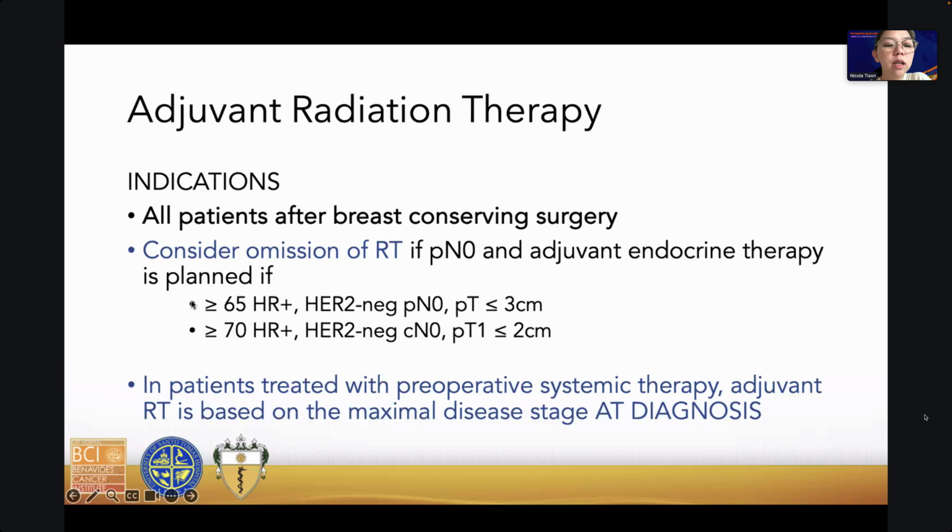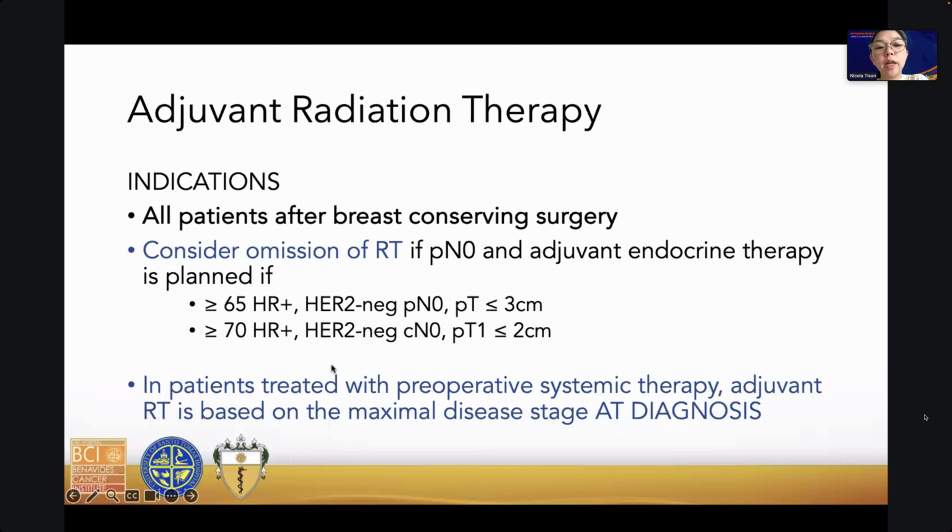However, ito na lang yung tandaan nyo. 65, hormone receptor positive, HER2 neu negative, pathologic N0 with tumors less than or equal to 3 cm. We may consider omission of RT, depending of course on all the other risk factors. So this is where multidisciplinary management really comes in.